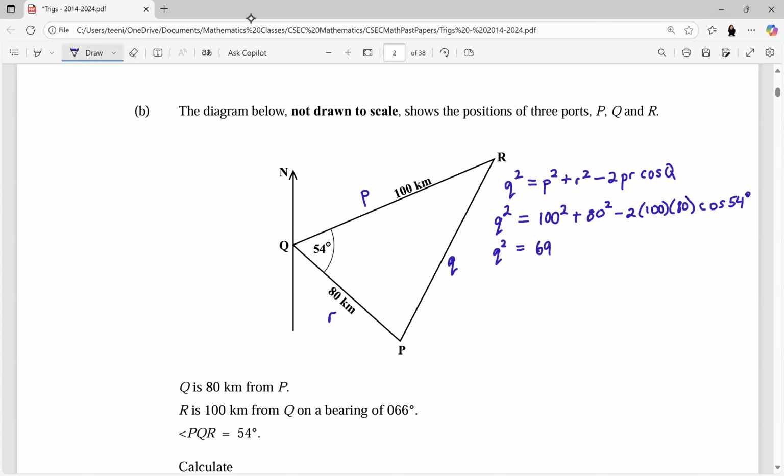So yeah, 6,995.43596 is what you will see on your calculator. Aaron, did you get that on your calculator? So now you have to find the square root of that.